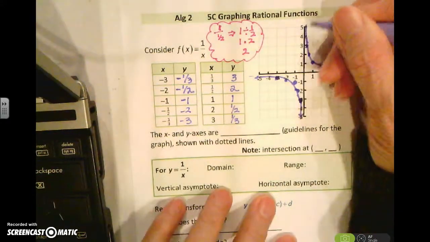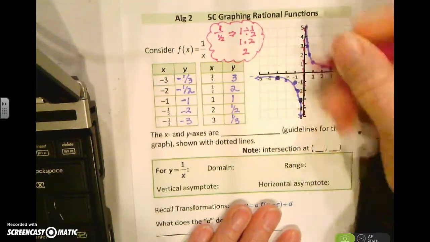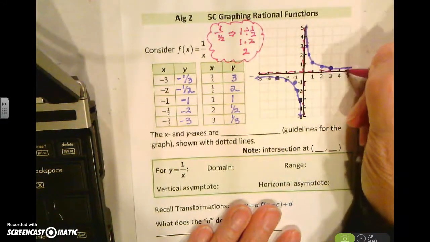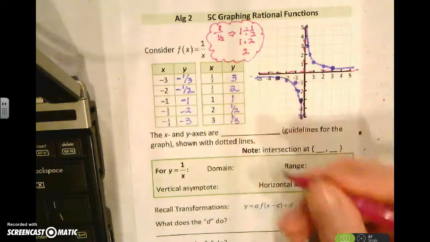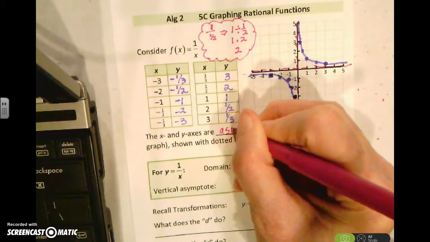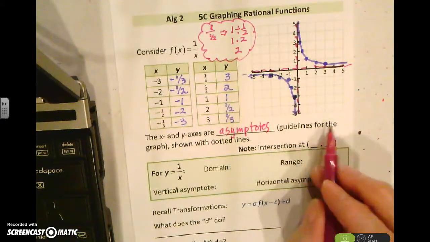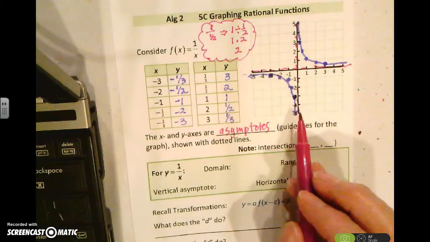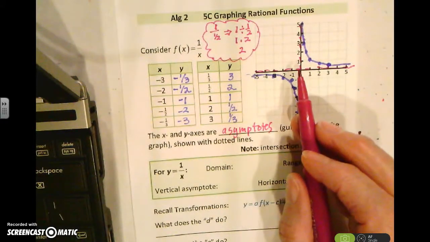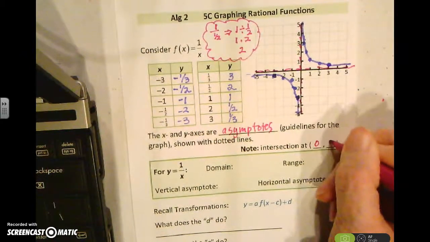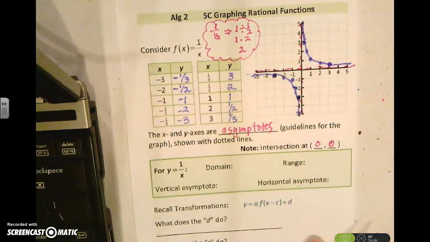These are called asymptotes. Let me see if I can do that in a different color. These are called asymptotes, and you put those in with dotted lines, and we'll use those when we graph later on. So the x and y axes are called asymptotes, which are actually guidelines for the graph. They're shown with dotted lines like I did right there. They're intersections, so we want to pay attention because that's going to be important to us as we graph, is at 0, 0 in the parent function. So this is the parent, at 0, 0.